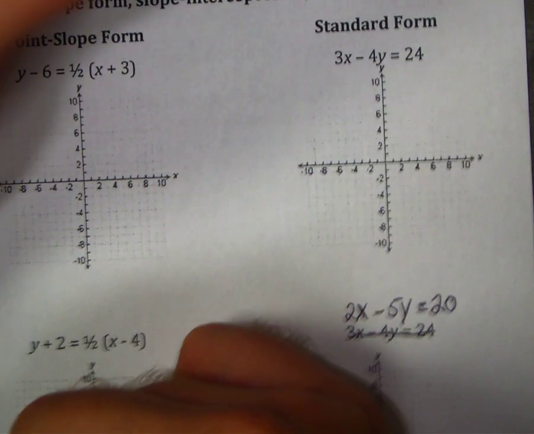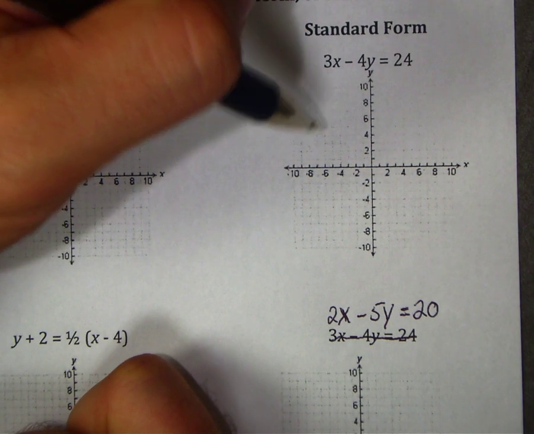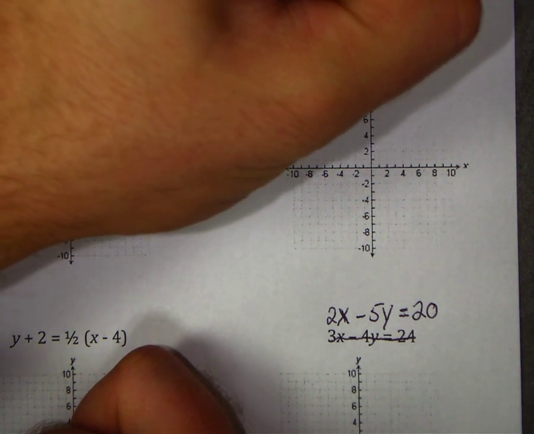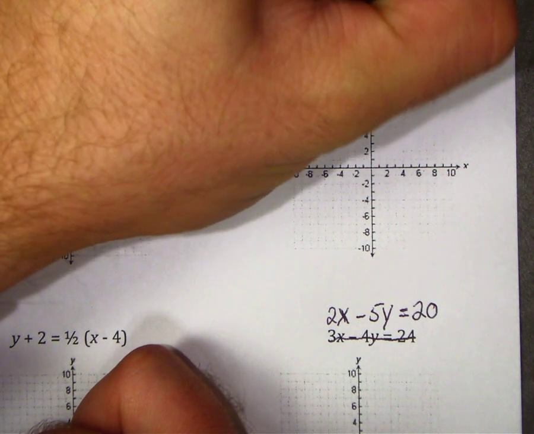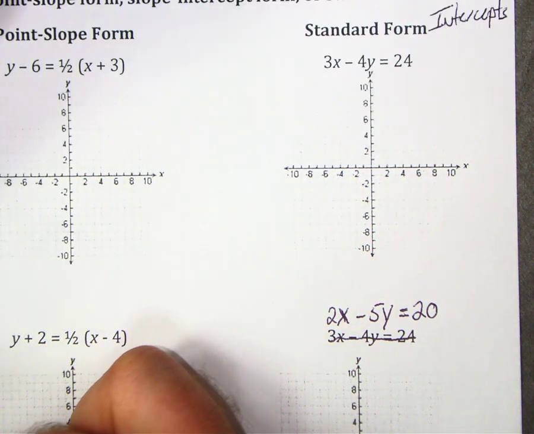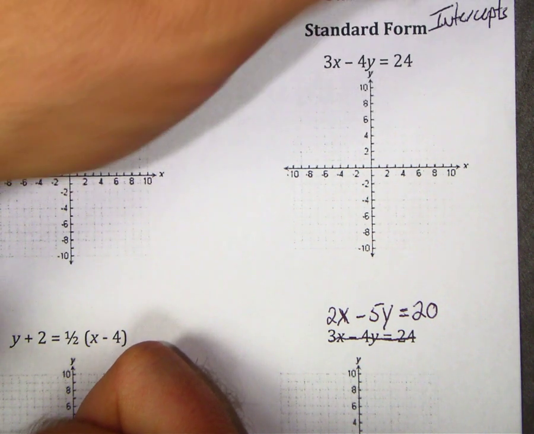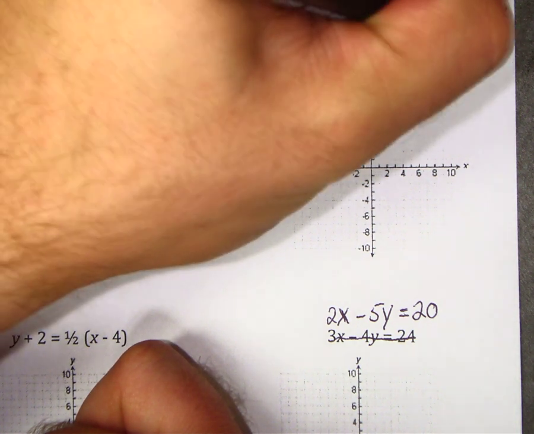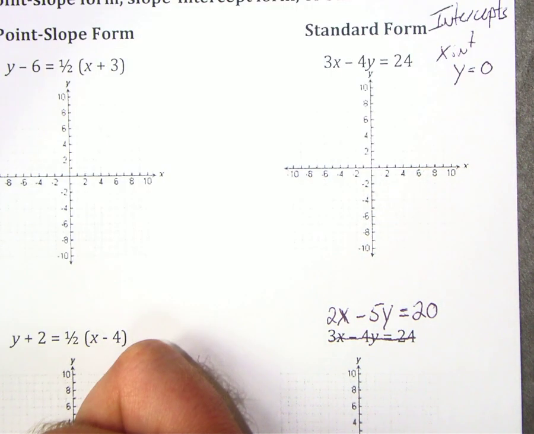When we're trying to graph a function or equation, I should say, in standard form, we really need to look at the intercepts. So go ahead and write that down on your paper. Intercepts, and when we're looking at the intercepts, the x-intercept is when y equals 0.